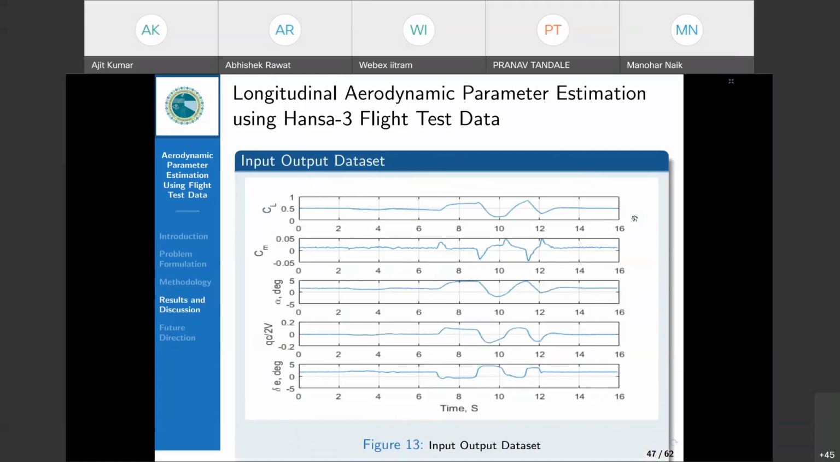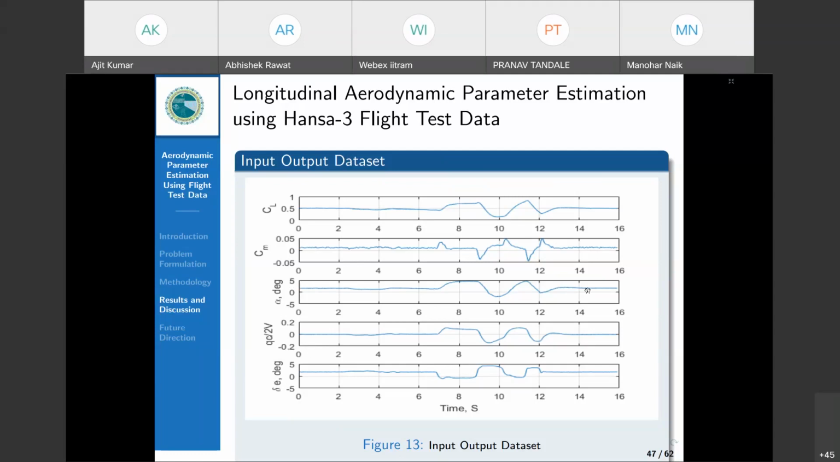Once we have performed this flight path reconstruction or data compatibility check, we have to segregate the data in terms of input and output data. The input data here are delta E, which is your control surface or elevator deflection, Qc/2, your normalized pitch rate, and your angle of attack. CM is the pitching moment coefficient and CL is your lift force coefficient, right? So now you can see the first 2 are your output data set, and these 3 are the input data set. Once we have the input output data set, we are ready to implement this new algorithm.